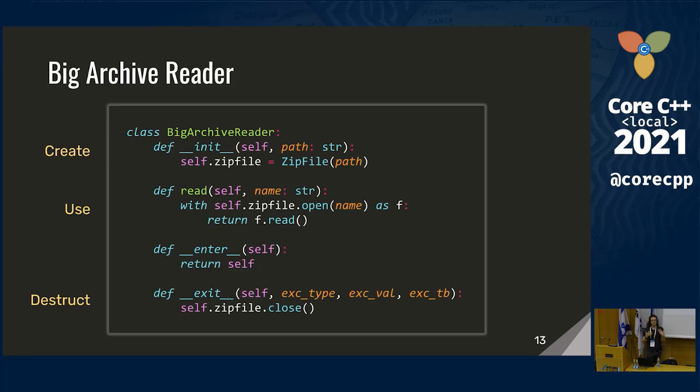Then, we need to convert our class into a context manager because we need to manage the zip file resource. In the enter function, we just return ourselves, which is very common with context managers. And in the exit function, we close the zip file.